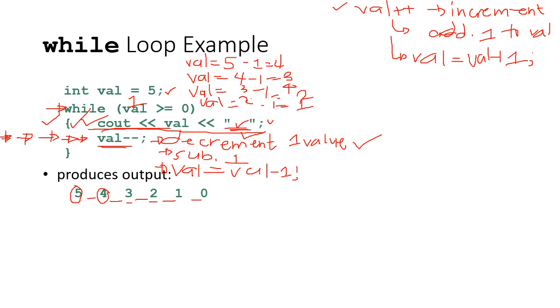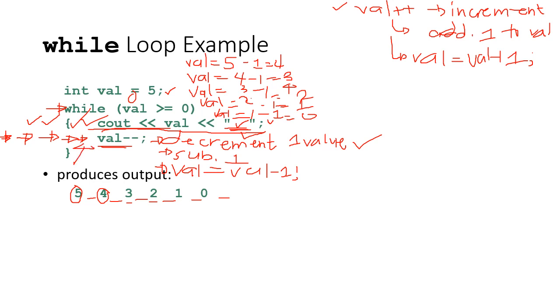And then you do the decrement again. So you have val is equal to 1 minus 1, which is equal to 0. So it will test the condition again. Is 0 greater than or equal to 0? That's true because 0 is equal to 0. And then it will cout val because it's true. Now display 0, then space. Then go to val minus minus again.